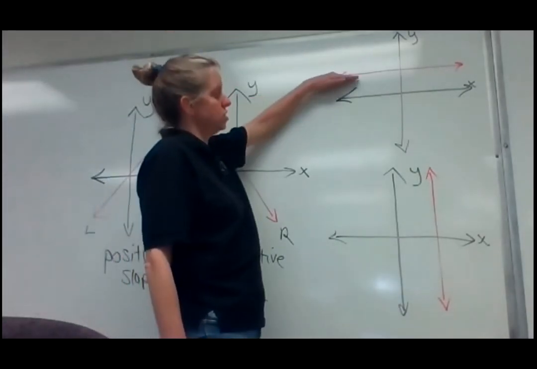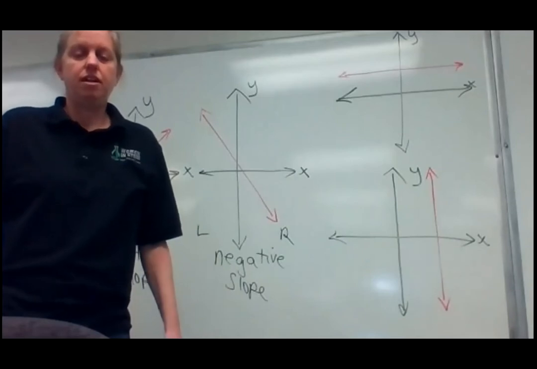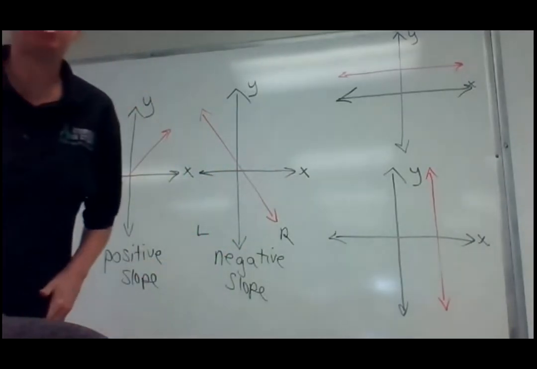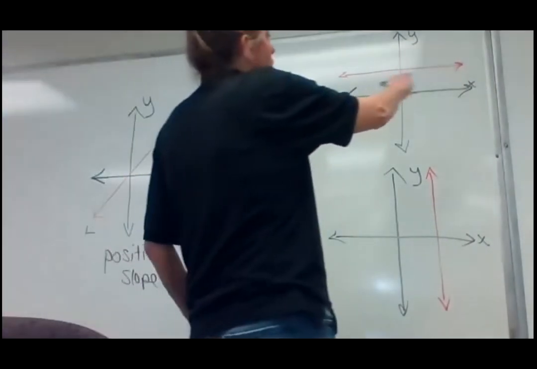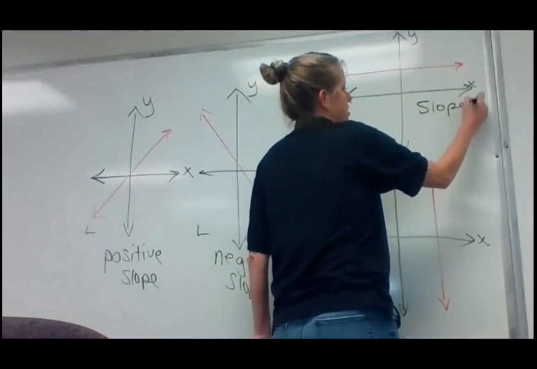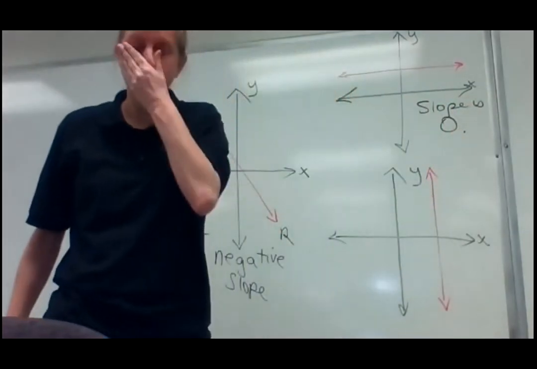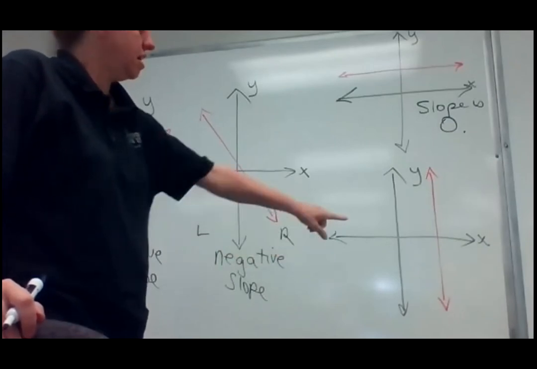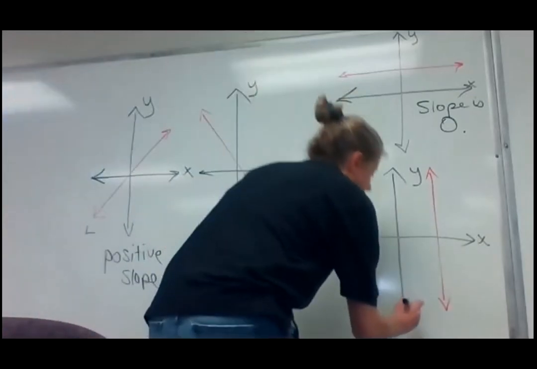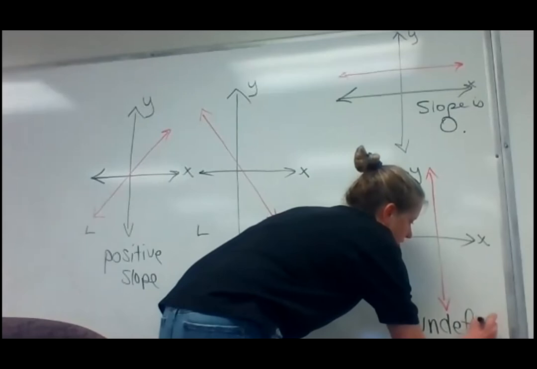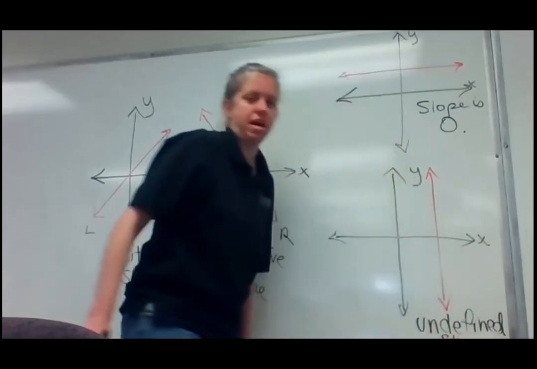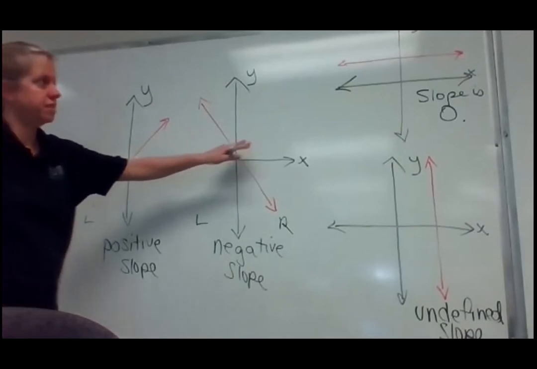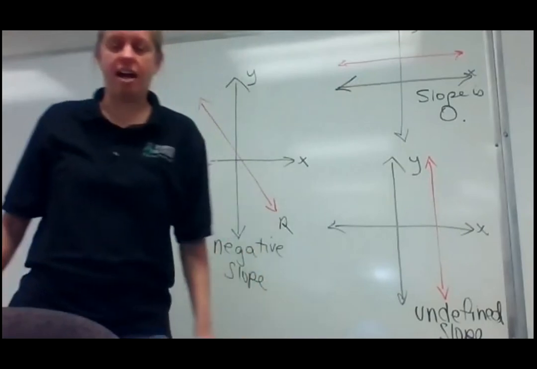Okay, now these 2 lines, horizontal and vertical, they aren't going up or down. Well, I shouldn't say this. They aren't slanted like these positive and negative slopes. They each have their own slope. If you are a horizontal line like this one, your slope is 0. The slope of all horizontal lines is 0. If you're a vertical line like this one, this slope is called undefined, and we'll see why in a little bit. That's called an undefined slope. So you're either positive, negative, 0, or undefined.